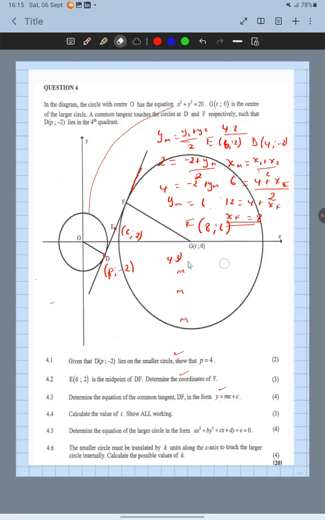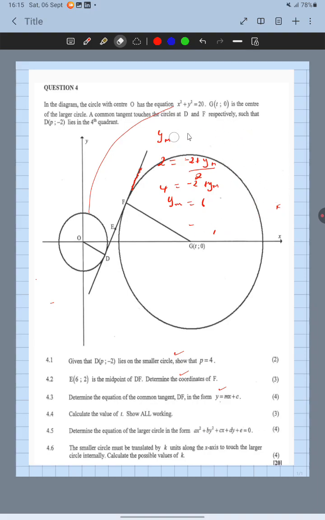Okay, so remember that we got our gradient. What is our gradient? It is 2, right? The gradient that we had found was 2. So what do you know about the tangent and a line drawn from the center? They are perpendicular, right? So the gradient of DF is equal to 2, and the gradient of DF multiplied by the gradient of FG is equal to negative 1.